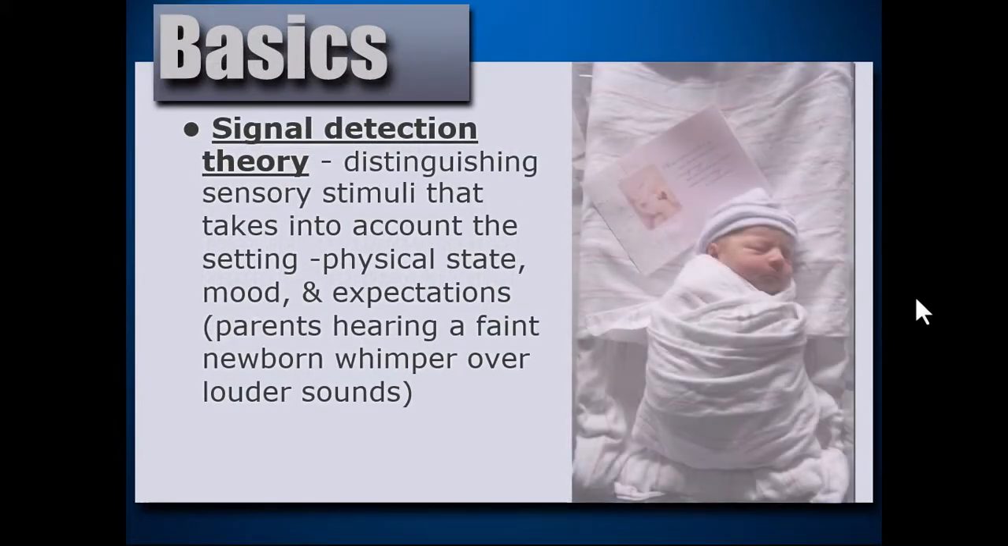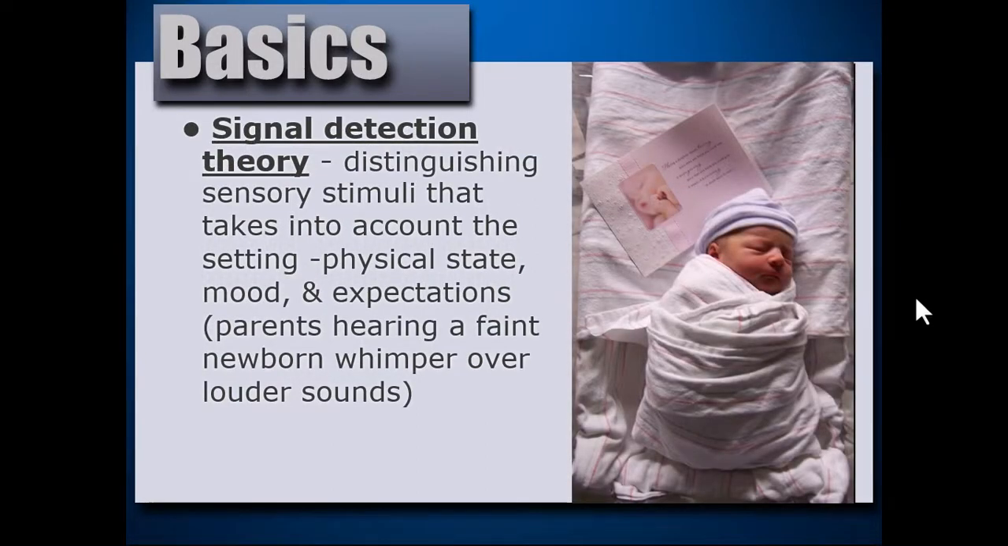Other things that we're attuned to with perception is the signal detection theory, which tells us that we are more attuned to distinguish between sensory stimuli that takes account the setting, the physical state, the mood, and expectation. So if you remember that context-dependent stuff, that's what we're talking about with signal detection. A newborn baby's parents are going to be more attuned to hear and listen for a newborn baby's cry, more than I would. So they're going to recognize their child's cry when there might be a bunch of other louder noises going on. Think of it like when you're walking through the cafeteria and you hear someone say your name. You are into that signal.